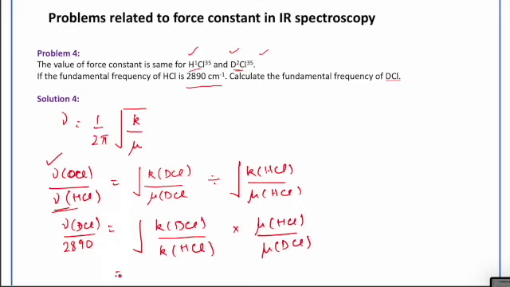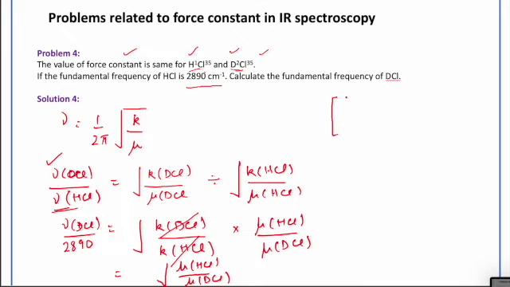It is equal to k of DCl, force constant of DCl. It is saying that the force constant of both the molecules is same, so these two values will be same, so they get cancelled over. What do I get? I simply get mu of HCl over mu of DCl, so I just write it over here, mu of HCl over mu of DCl. Now let's try to solve it.